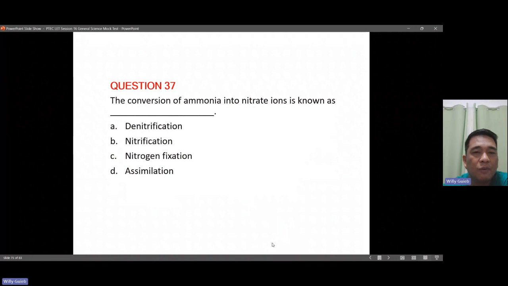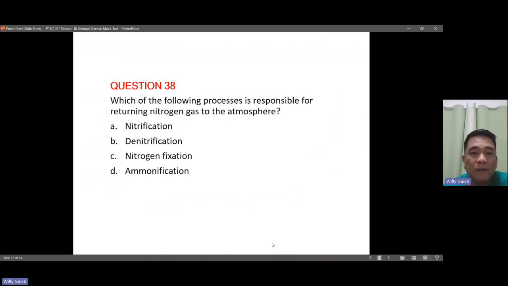37. The conversion of ammonia into nitrate ions is known as, ayan. Ang tawag natin dyan is nitrification. Okay. Nitrification. Kasi ammonia muna bago naging nitrate ions. Nitrogen fixation is from nitrogen directly into nitrate. So if I'm not mistaken with the proper definition.